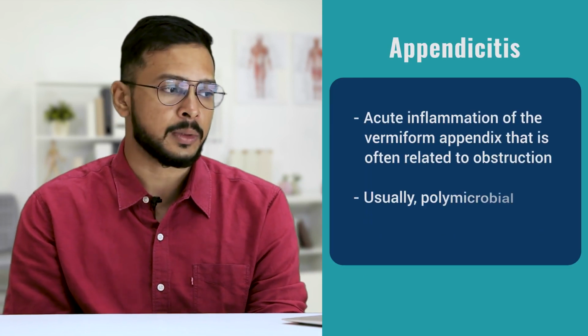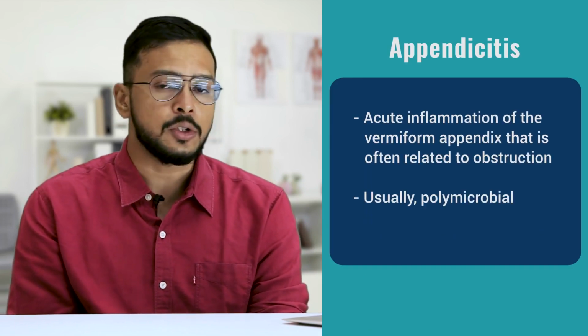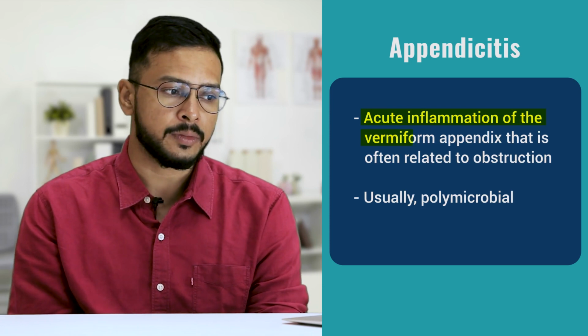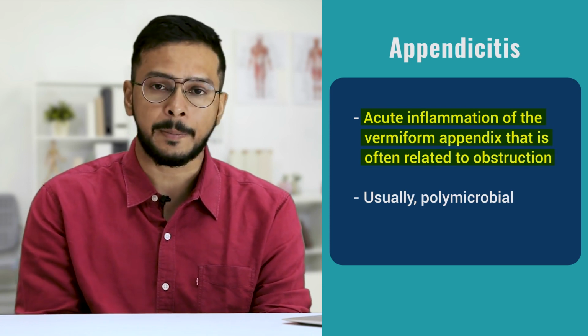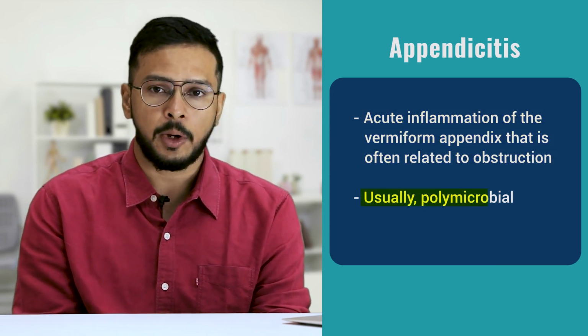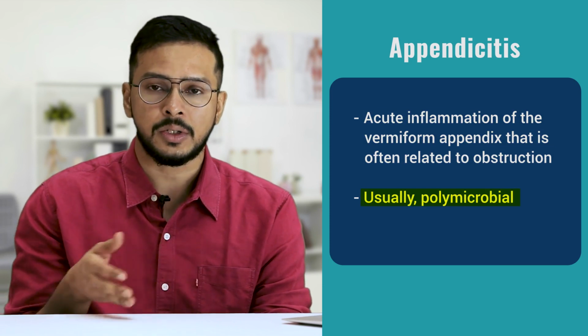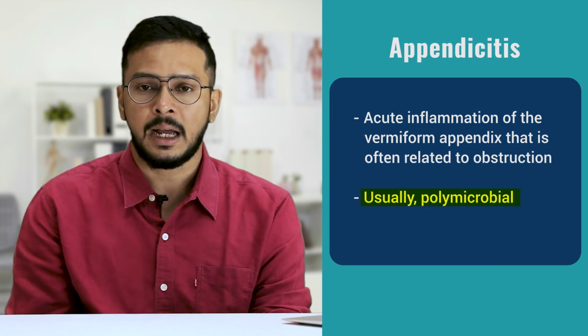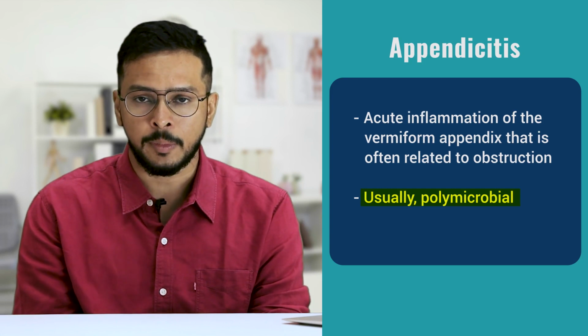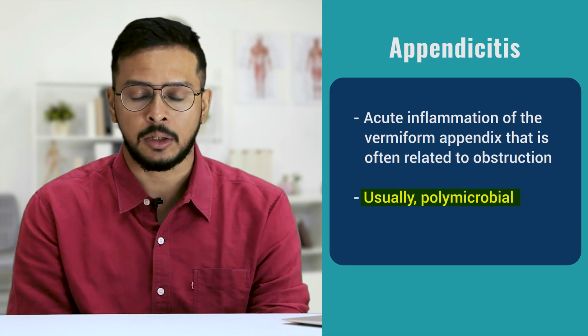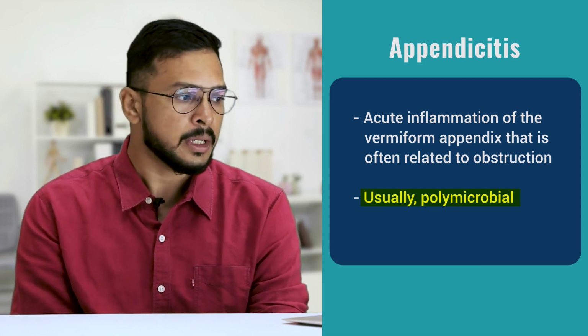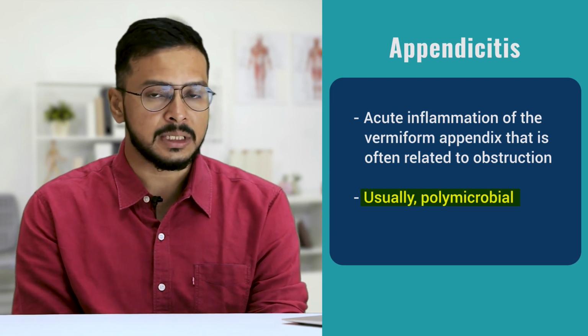Appendicitis, which is a very common scenario which we see in our clinical practice, is one of the intra-abdominal infections. It usually happens because of acute inflammation of the vermiform appendix that is often related to obstruction. It is usually polymicrobial because it is situated at the junction of the small and the large bowel. It can have gram-negative and anaerobic involvement as the cause of the infection. The diagnosis is mainly clinical.